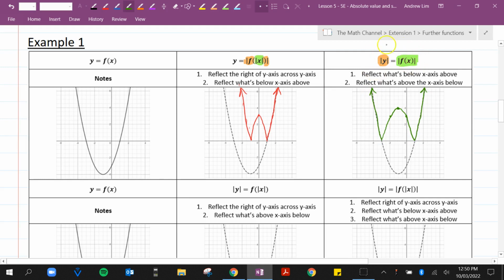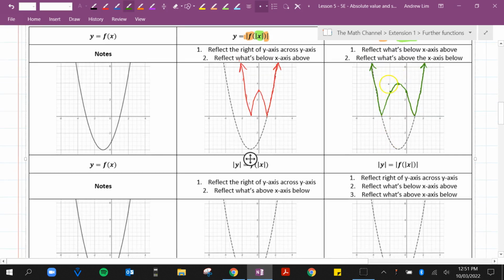But now we need to do the absolute value of y, where we need the plus and minus values. So basically it's just going to be a mirror image, a reflection of this across the x-axis. Right? Remember, absolute value of y, reflect across the x-axis. So I'm going to take all of this and I'm going to reflect it.